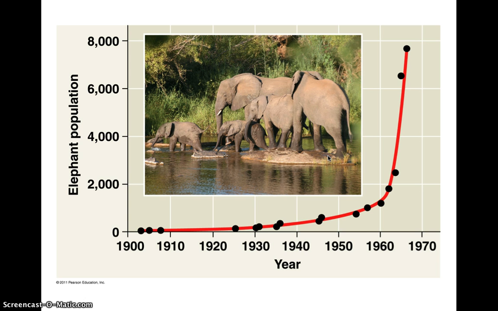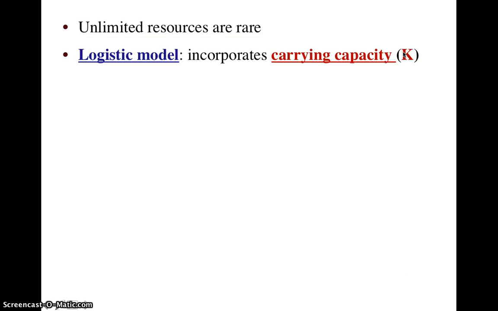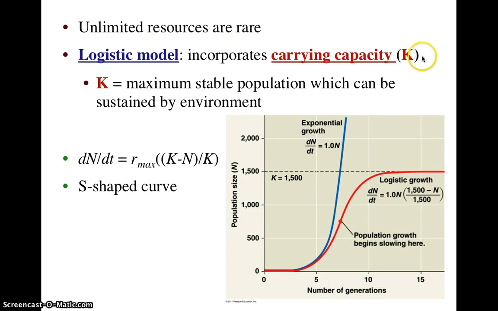Okay, this is an example of how an elephant population grows exponentially. They have very few individuals within the population, and then because there are a lot of resources, they were able to grow and grow and grow. Now, like I said earlier, the elephants had unlimited resources at the time, but in reality, unlimited resources are extremely rare, and so we have a more updated model.